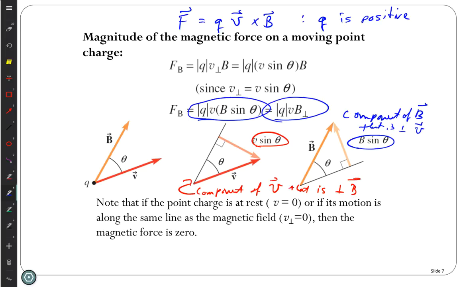The thumb points the direction of the force. Well, technically it points the direction of V cross B. If Q is positive, it's pointing the direction of the force. What if Q is negative? It would reverse it. So my thumb was pointing out of the screen. So the force of a positive charge moving in this direction in a magnetic field pointing that direction would be out of the screen. So that's how we get the directions.